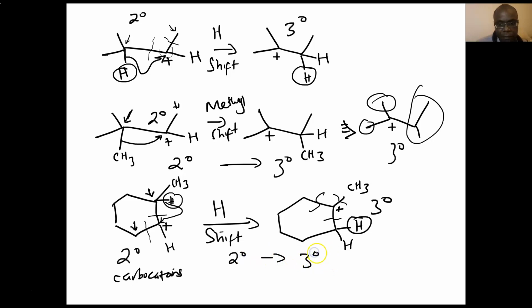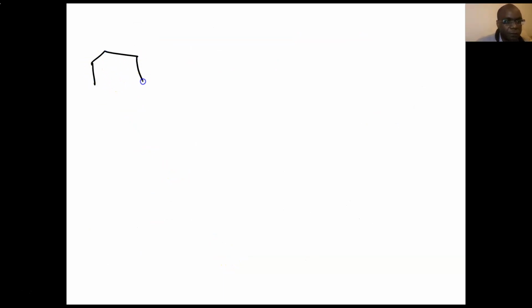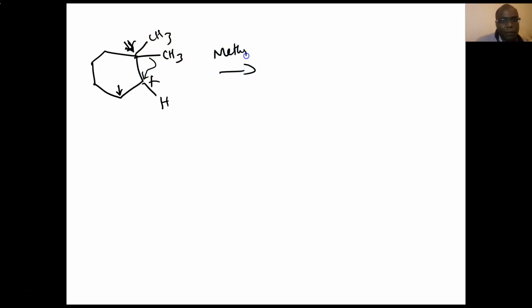Secondary to tertiary. Okay. Similarly, you can do a methyl shift on this ring. If this bears a plus sign there, I move a group from the more substituted carbon, neighboring the C+, which is this guy. This time I don't have hydrogens, I have methyls, so I should do a methyl shift to create a more stable carbocation. The molecule will do this.